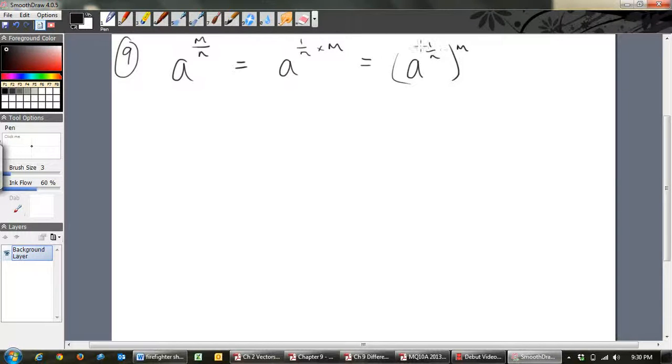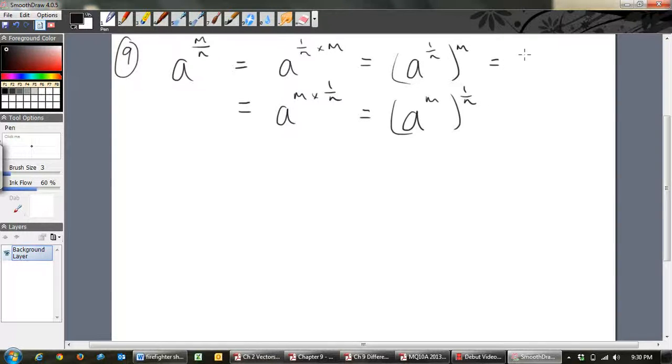Remember this index law here, where if you've got everything raised to a power and then to another power, you times them together. That's our first thing. So that's the first one. You could also write it as a to the m times 1 over n, in other words in the opposite order. So that's equal to a to the power m to the 1 over n.